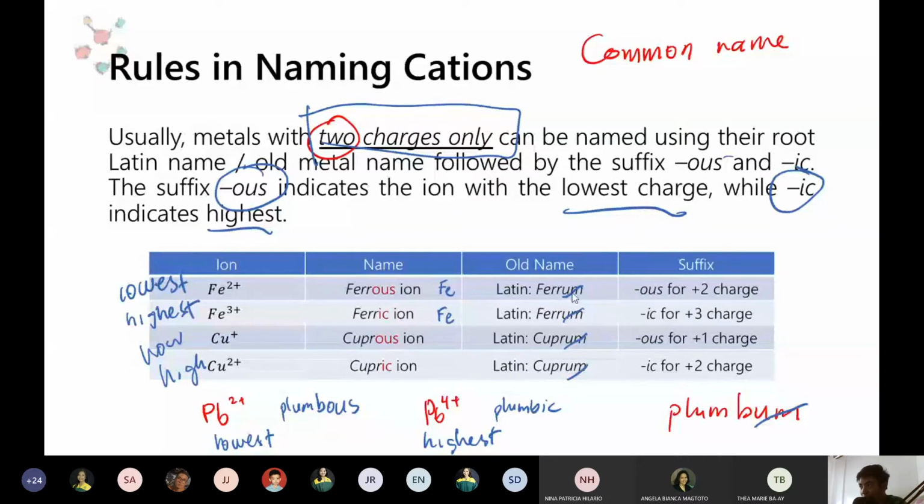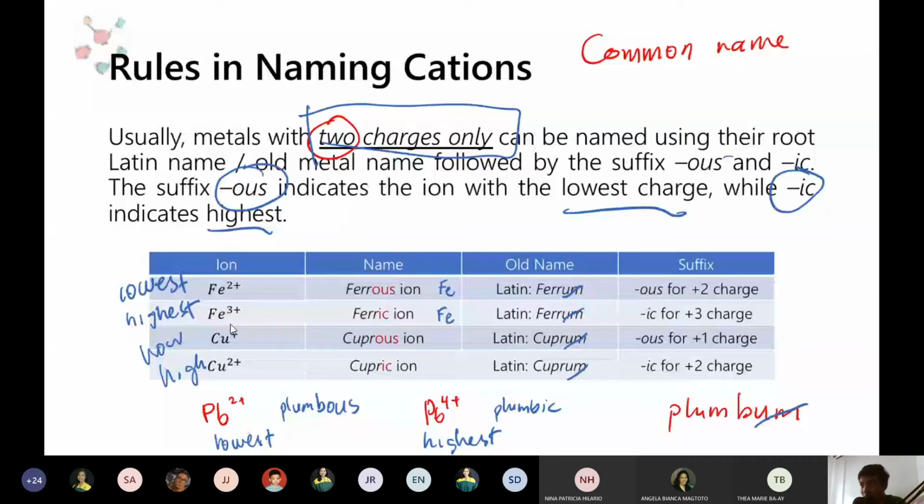So for the parts you remove from Latin names, we replace them with the suffixes -ous and -ic. The -ous will pertain to the lowest charge, and the -ic will pertain to the highest charge. Ferrous, Fe2+. Ferric, Fe3+. The downside is, number one, it is limited to 2 charges only.